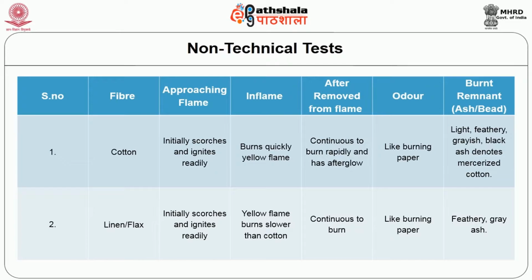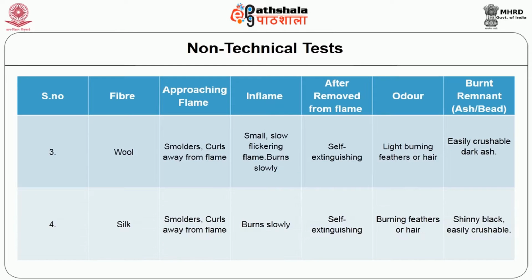Coming to the next natural cellulosic fiber, linen or flax. While approaching the flame, it initially scorches and ignites readily. In the flame, it gives a yellow flame but slower than cotton. While removing from the flame, it continues to burn. Regarding odor, it burns like pepper. Regarding the remnants, feathery grayish ash.